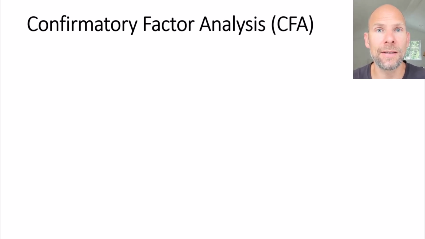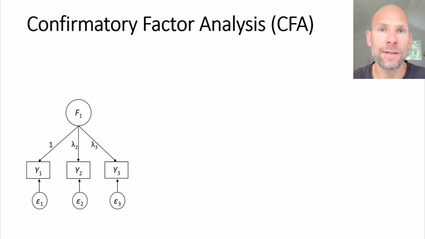Confirmatory factor analysis consists of a measurement model, and so in the simplest case that would be a single factor here with three indicators or observed variables. The factor here is denoted as f1. The indicators or observed variables are y1 through y3, and so in a measurement model like this we have the factor explaining the covariances between the observed variables, and then in addition we have error variables epsilon that characterize measurement error and or specific influences.